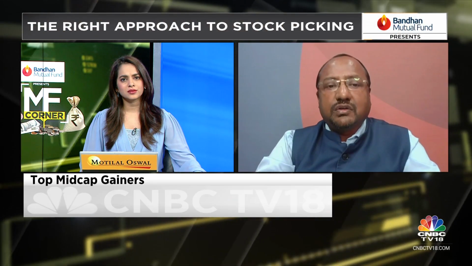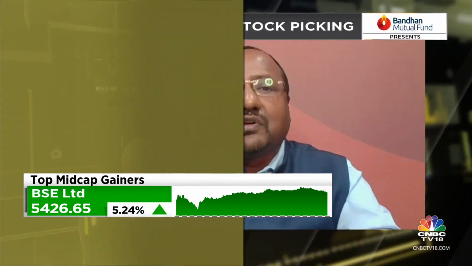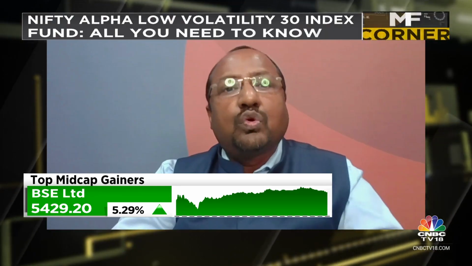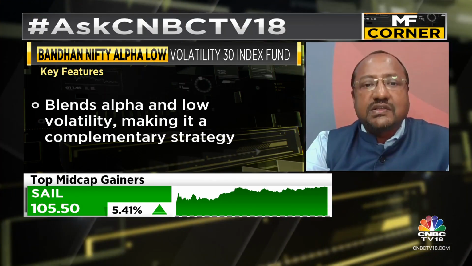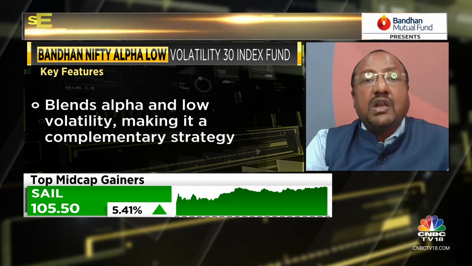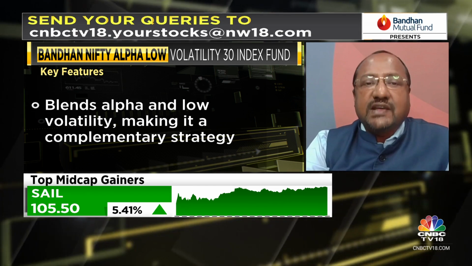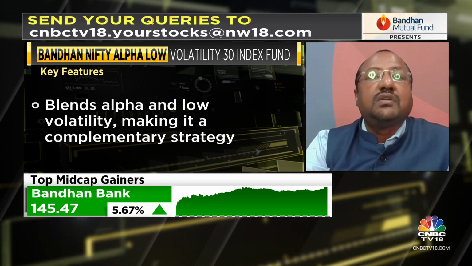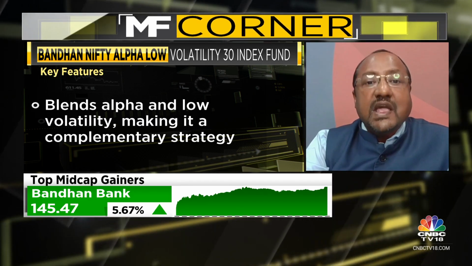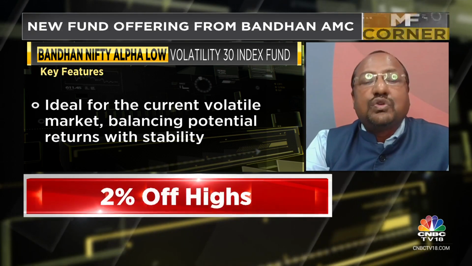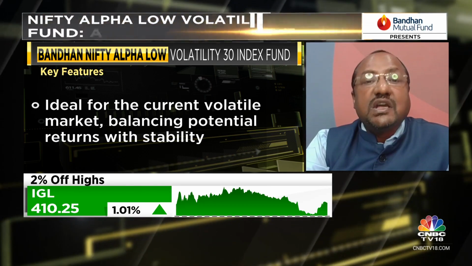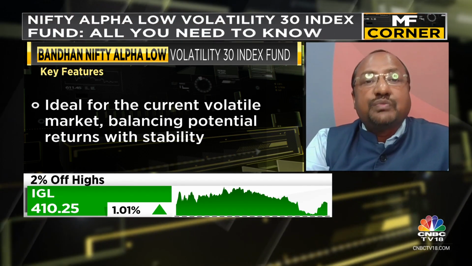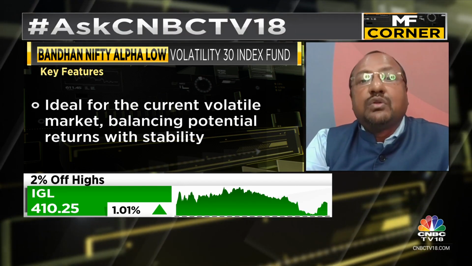Well, this strategy, the Nifty Alpha Low Vol 30, combines 2 core and, more importantly, complementary factors, namely alpha and low vol. Alpha performs during up cycles and low vol outshines during market downturns or down cycles. Therefore, this strategy blends these 2 complementary factors to generate a portfolio which focuses on superior alpha return with lower volatility.